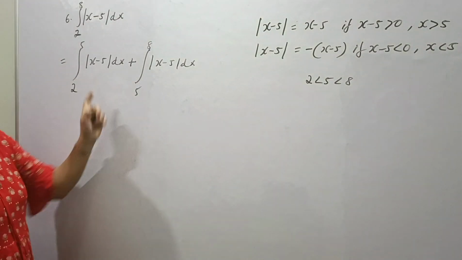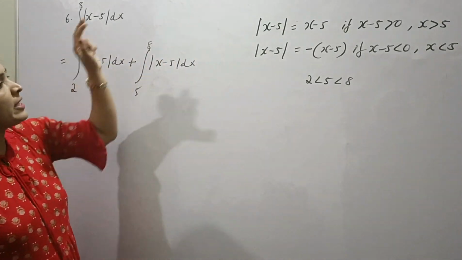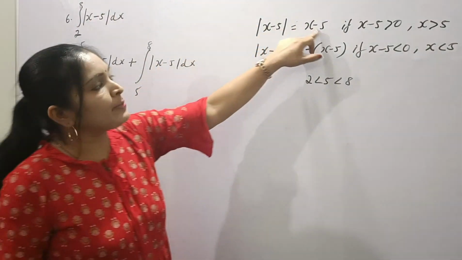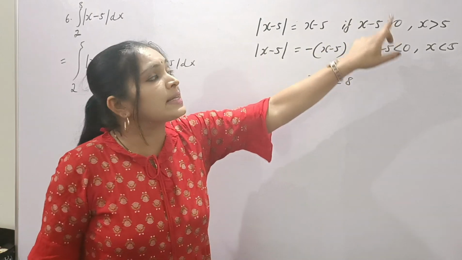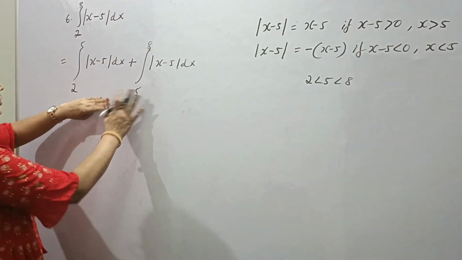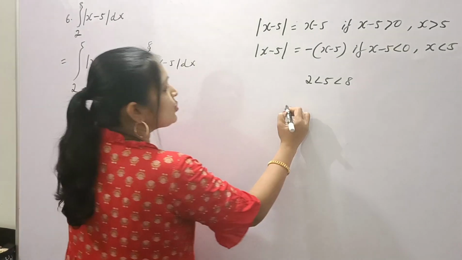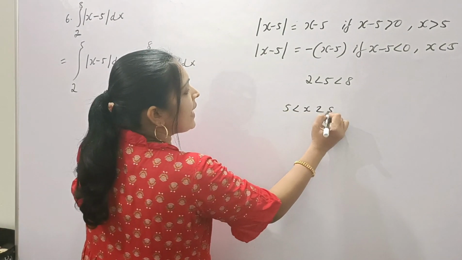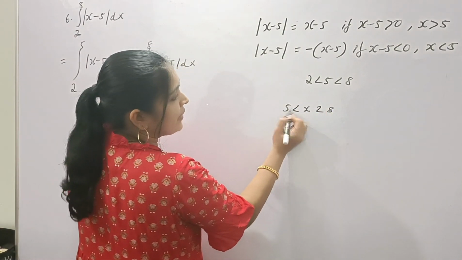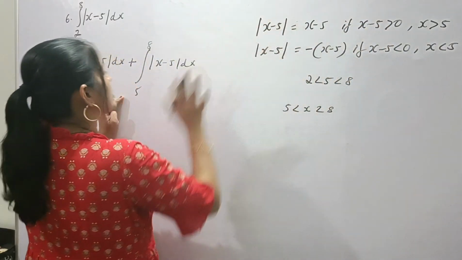And here, see what the function is. Modulus x minus 5 is equal to plus x minus 5 when x is greater than 5. Where is x greater than 5? Here, see, the integral limits are 5 to 8. 5 to 8 means 5 is less than x less than 8. So here x is greater than 5, and when x is greater than 5, it is positive.